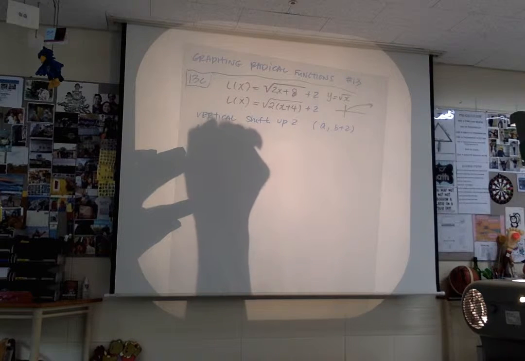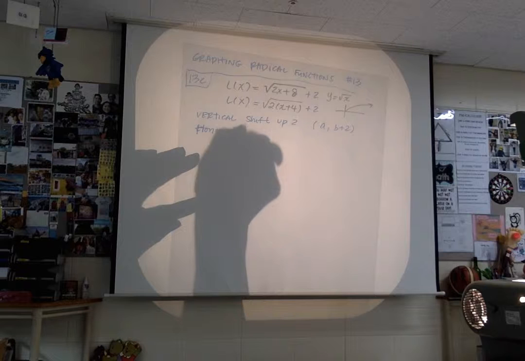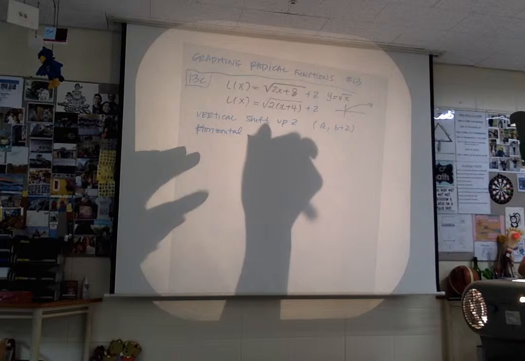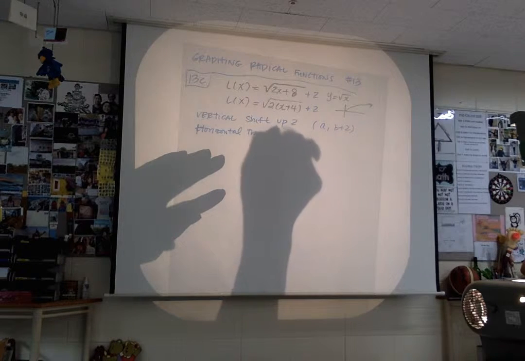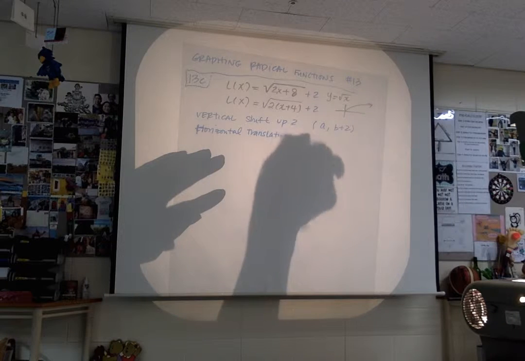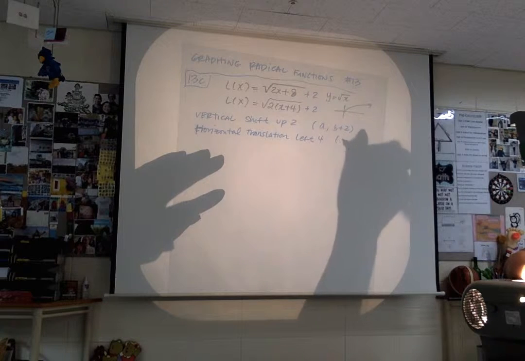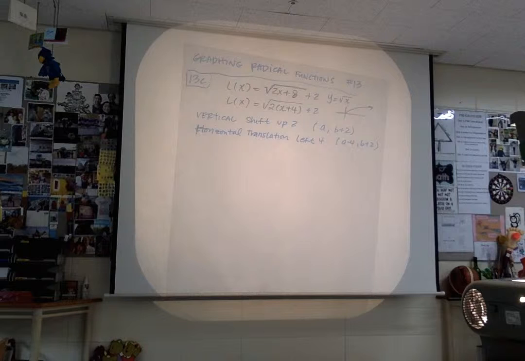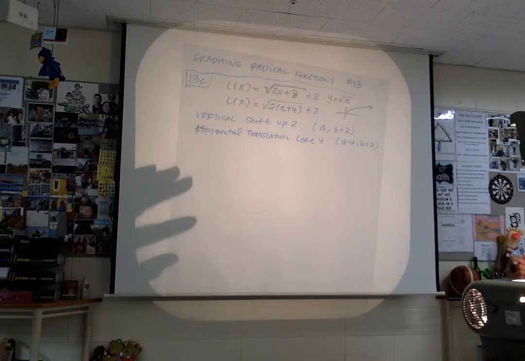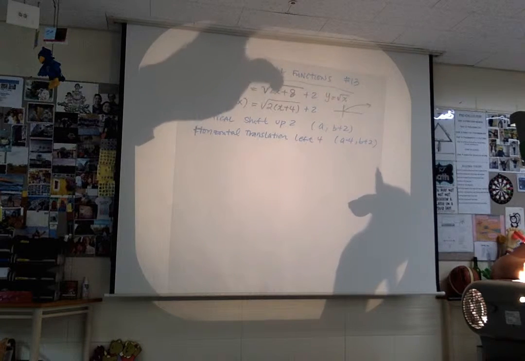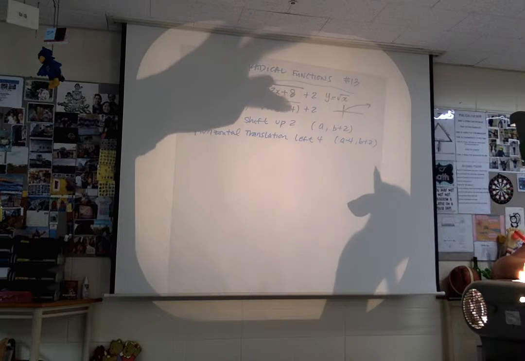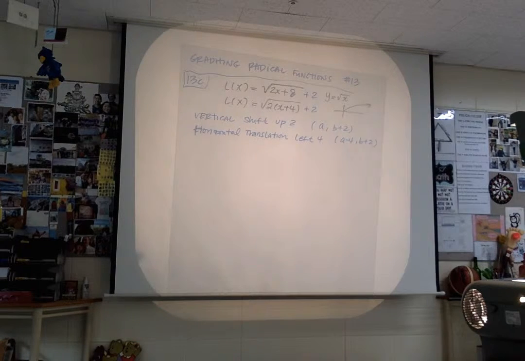Horizontal translation. And there is a 4, right? But which direction? Left 4. So it's going to be a minus 4, b plus 2. Always think back to the actual standard form, okay? Remember, inside here is x minus h, right? So it's going to be left 4, all right?